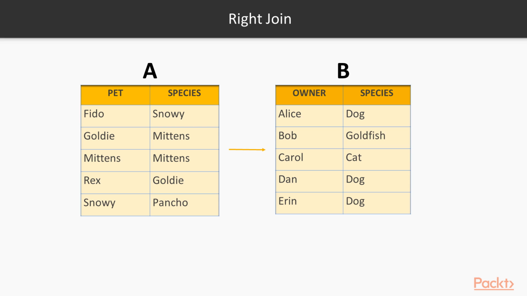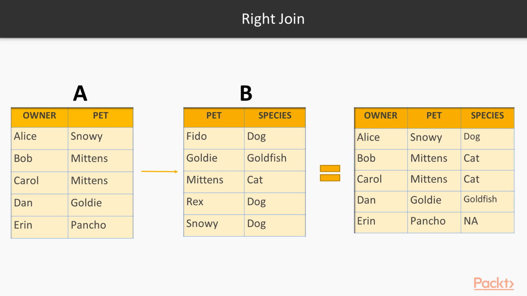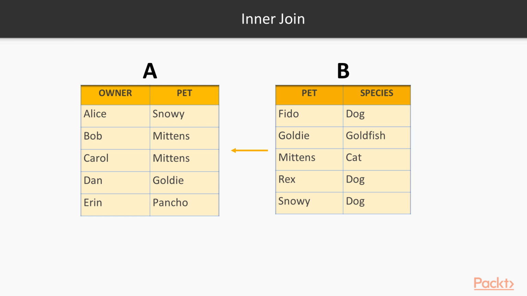All the rows from the B data frame are used to look up values in A. The joined data frame contains all the rows from B, again with an NA for Pancho's species as before. And once again, left and right joins are exactly equivalent, the only difference being the order in which the inputs are given. An inner join is very similar to a left join.